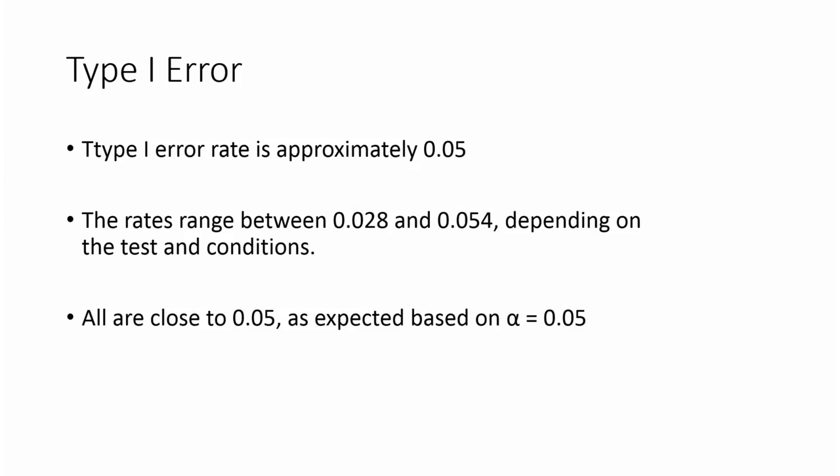Looking at the data, the type 1 error rate is approximately 0.05. For each of the conditions in the test, it ranges from 0.028 to 0.054, all of which are very close to 0.05, which corresponds to the expected 0.05.